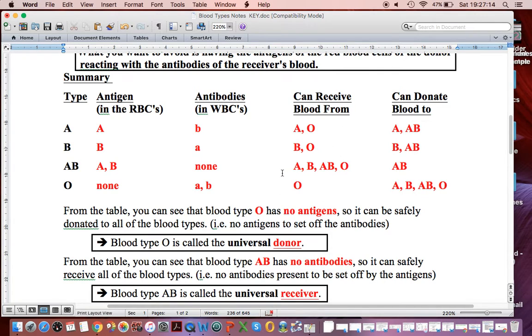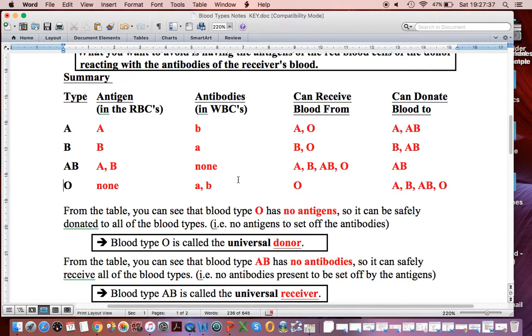And what you'll see here is blood type O is called the universal donor because it can donate to all the other blood types because it has no antigens. And type AB is called the universal receiver because it can receive all the other blood types because it has no antibodies.